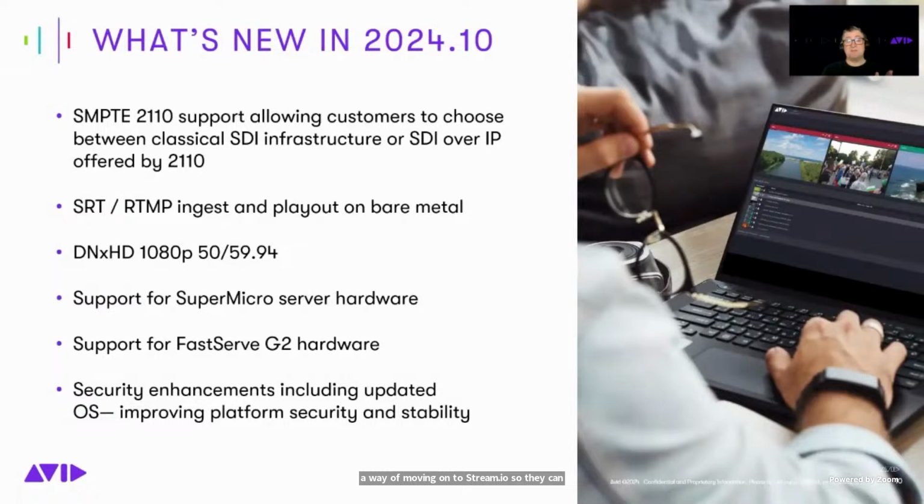So MediaCentral Stream customers will be able to switch to Stream.io this year and continue to work with SRT and RTMP, but also existing Stream.io customers also get access to this as well. So now they'll be able to ingest and play out compressed feeds as well as either SDI or IP. We had a few requests from customers to expand the DNxHD profiles that we were supporting, and we saw that we'd actually missed one of them in the last release, so we'll be adding 1080p 50 and 59.94.